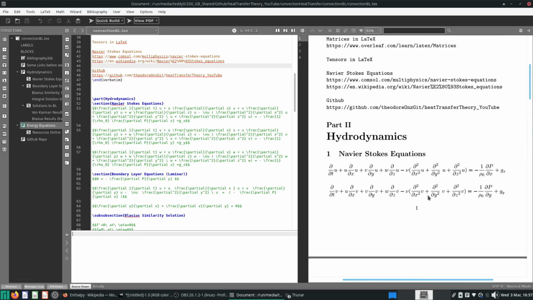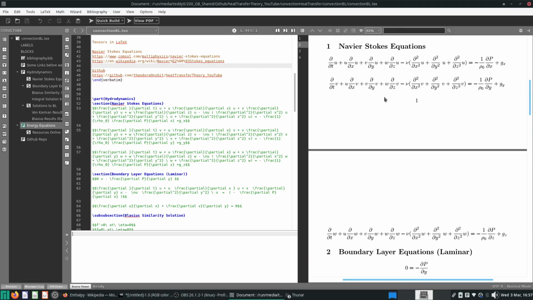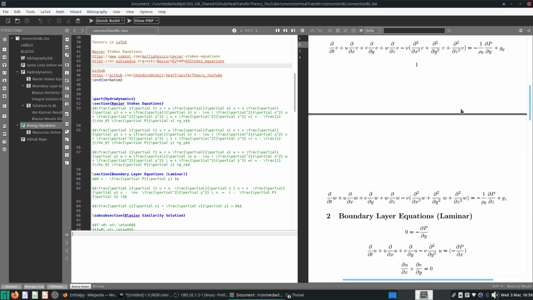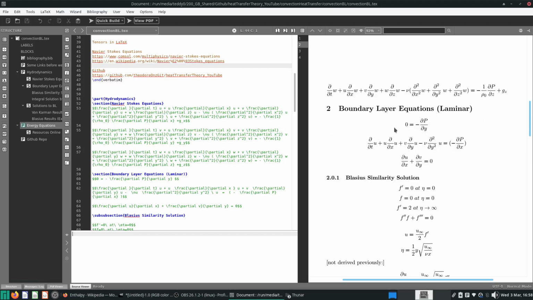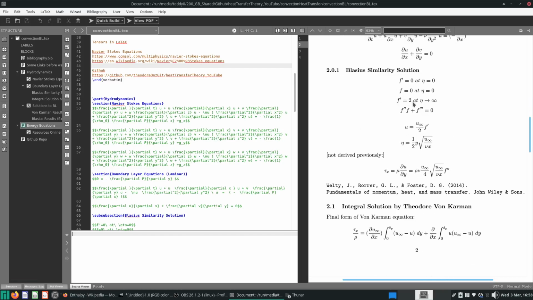So we start first. You need to know the Navier-Stokes equation, and how to reduce it to this. In my fluid mechanics videos, I discuss how all of this is done using order of magnitude estimates. To solve this set of equations, you use the Blasius similarity solution.